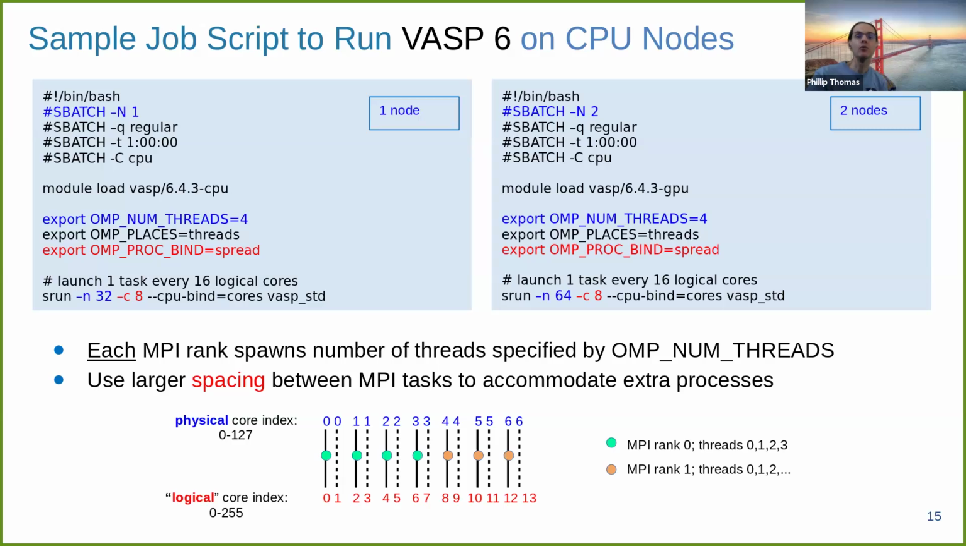Finally, if you want to run on 2 nodes, the only thing that you need to change about your job script is the number of nodes above, and also the number of MPI processes, since each MPI process automatically launches the number of threads shown here. Then you can leave the number of threads and also the CPUs per task the same in both cases.